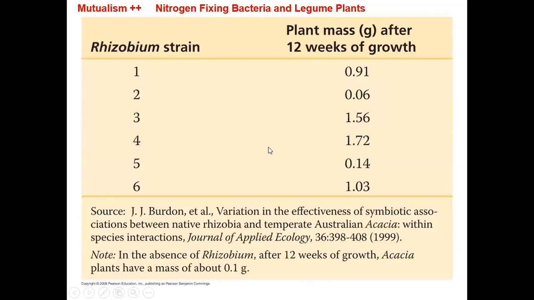Look, in the case of nitrogen fixing bacteria and leguminous plants, what is their benefit? In the absence of Rhizobium, after 12 weeks of growth, a plant has a mass of about 0.1 gram only. Whereas if Rhizobium is present, what will happen? It will fix atmospheric nitrogen and the plant will get more nitrogen. If it is getting more nitrogen, it can produce more nitrogen bases, and that can be used for replication and protein synthesis. For everything, they can use that nitrogen.